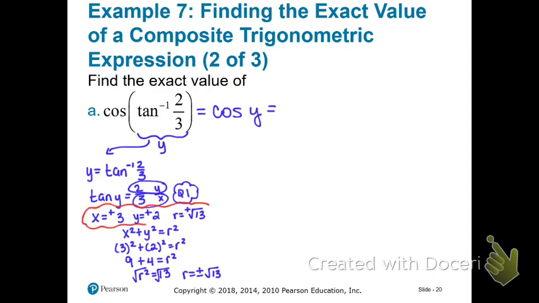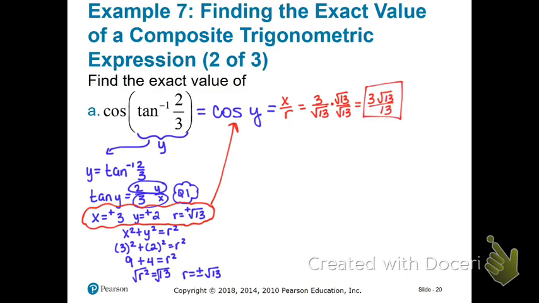Now, how is this going to help me when I'm looking for cosine? Well, what is cosine in terms of x, y, and r? X over r. Now, we have to put the over r because we're not on the unit circle, okay? And so what is my x value? 3. Over what is r? Square root of 13. Can't have the radical on the bottom, so move it. Multiply top and bottom by it, and we get 3 square roots of 13 over 13.